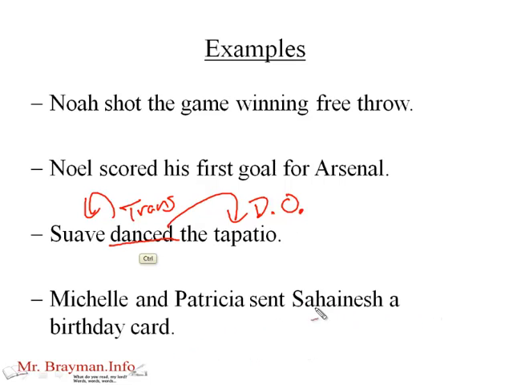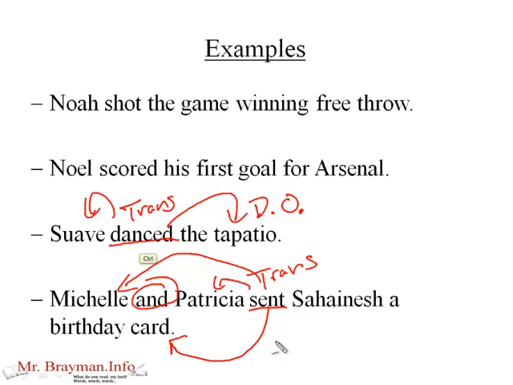Michelle and Patricia sent Sahinish a birthday card. Sent is the transitive verb. Who did the sending? Well, both girls did. Okay, so we have a compound subject here. What did they send, right? They sent a card. So that's the direct object. And who or what did they send it to or for? They sent it to Sahinish. Okay, so Sahinish is the indirect object.